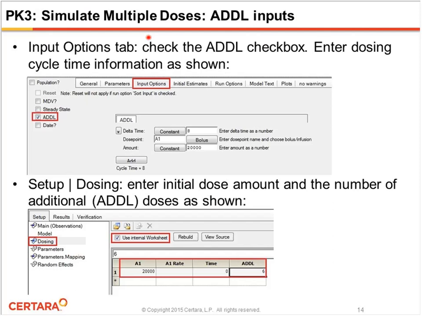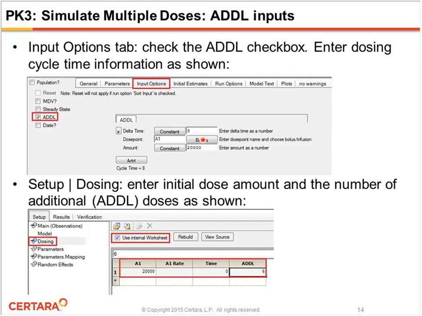When it comes to simulating multiple doses, there are two different modes one can use. If you have a regular dosing where the dose interval and the amount are always the same, for example, QD dosing of the same amount each day, you can use a feature called ADDL, which stands for additional doses. This is entered on the Input Options tab. So we can select Input Options, check ADDL, and then set up the dosing schedule.